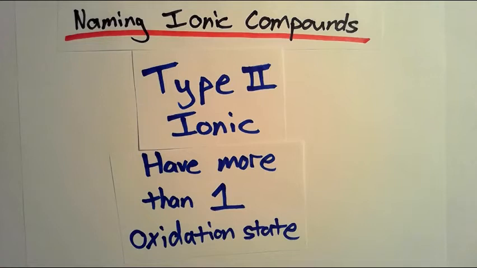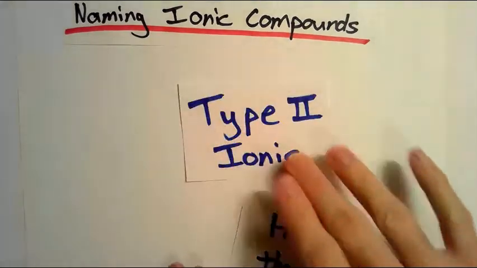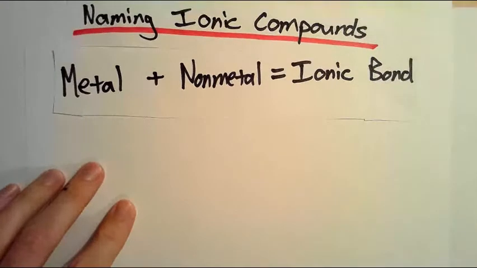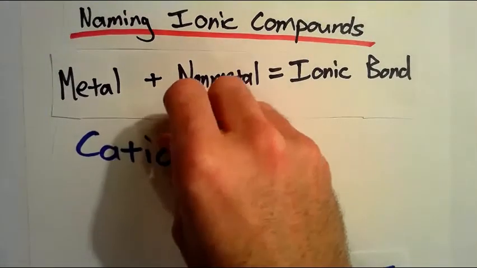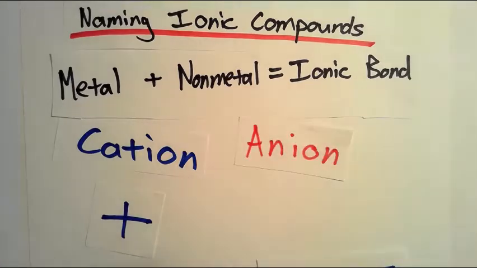This video will focus on naming type 2 ionic compounds. Remember, type 2 has more than one oxidation state. An ionic bond is simply a metal and a nonmetal bonded together in a mutual force of attraction. I'll be using a couple of terms: the cation, which means that it is a positive charge, and the anion, which means that it's a negative charge.